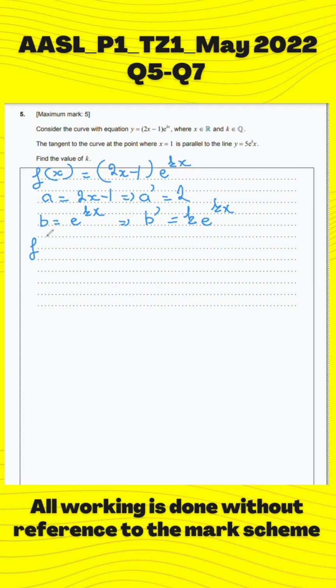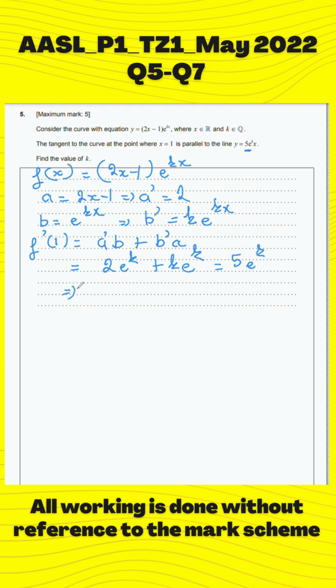So the slope of the tangent at 1 will be, so this is the formula. And then we sub x equal to 1. We will have 2 e power k plus k times e power k. And this is equal to the slope of this line, which is 5e power k.